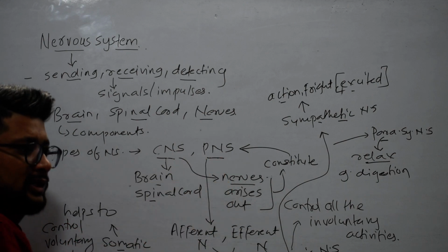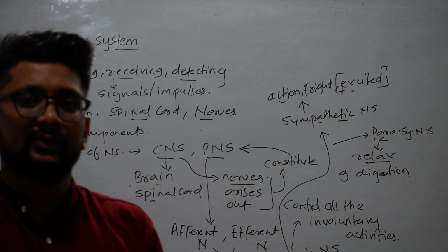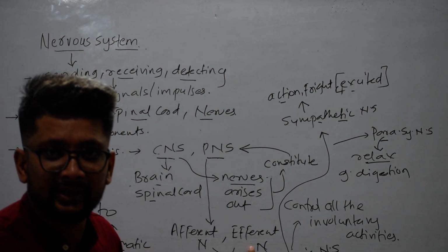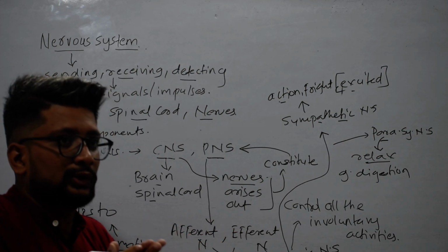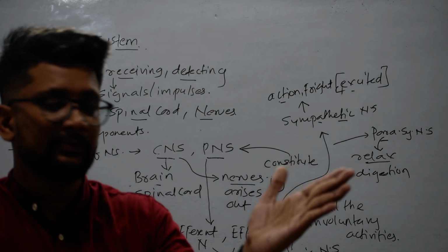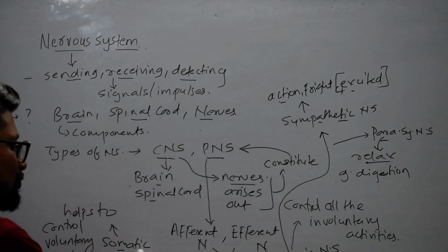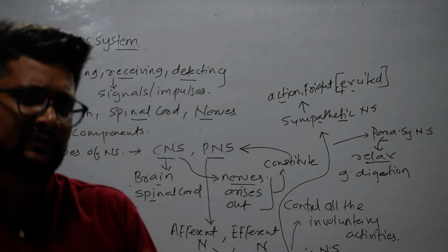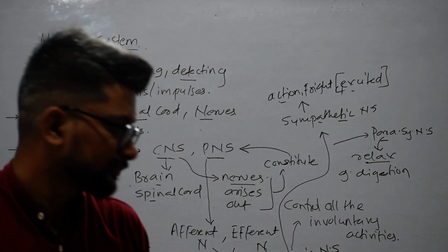Now, the peripheral nervous system is made up of two types of nerves. First is afferent nerves and second is efferent nerves. Afferent nerves and efferent nerves make up two different types of systems. First is the autonomic nervous system and second is the somatic nervous system. Now, what is the somatic nervous system, what is its function, what is the autonomic nervous system and what is its function?